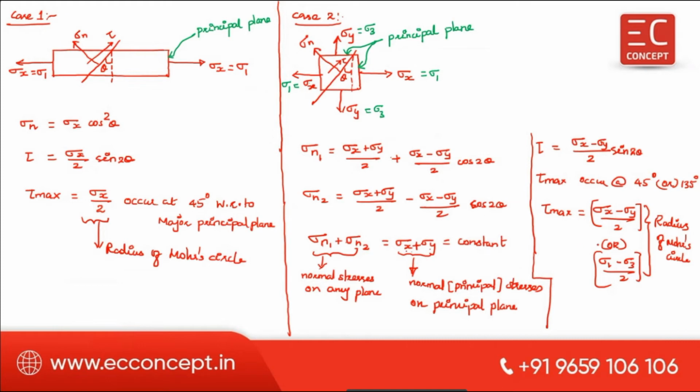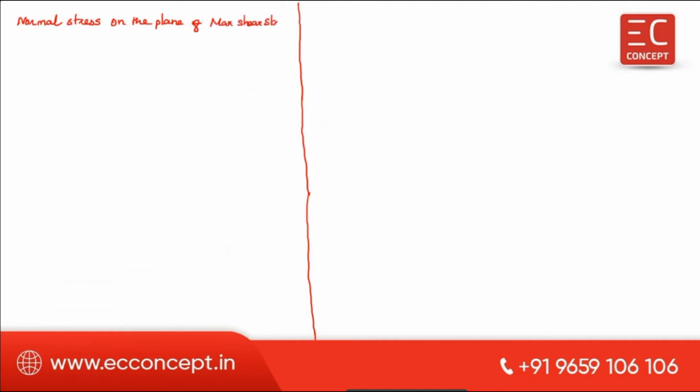Okay, in the case 2, the important point is this. Under that, the next important point is normal stress on the plane of maximum shear stress. On the maximum shear stress plane there is a normal stress. The normal stress won't be 0. Normal stress on the maximum shear stress plane, sigma n, is equal to sigma x plus sigma y divided by 2.